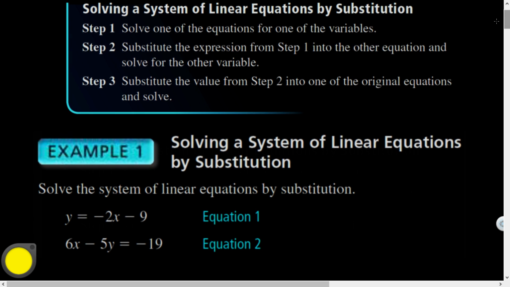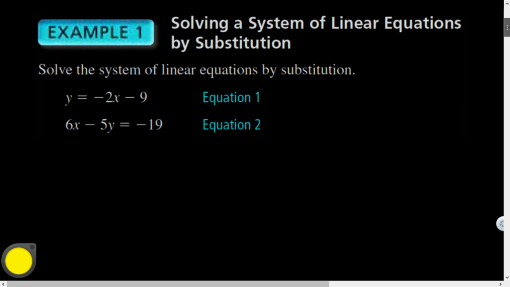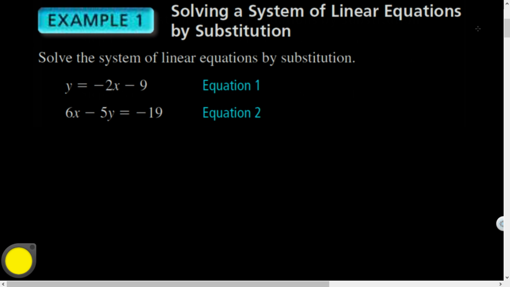So what's step one? Step one says solve one of the equations for one of its variables, not necessarily y. Look at this equation. It has a y and an x. The y has a coefficient of 1. The x has a coefficient of -2. The second equation has an x with a coefficient of 6 and a y with a coefficient of -5.